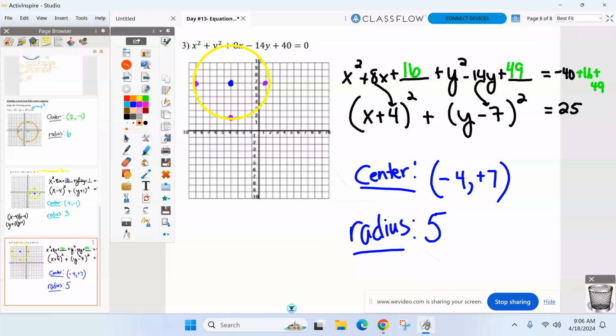Take a look at the assignment tonight. The directions in the textbook say to graph, but I don't want you to graph. I just want you to find the center and the radius. All right, so no graphing needed tonight. Compass straight edge tomorrow.